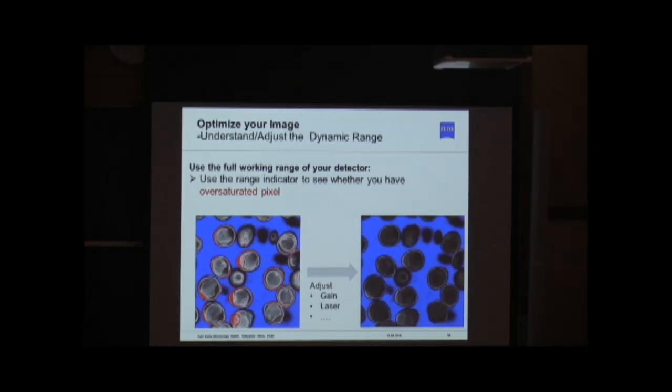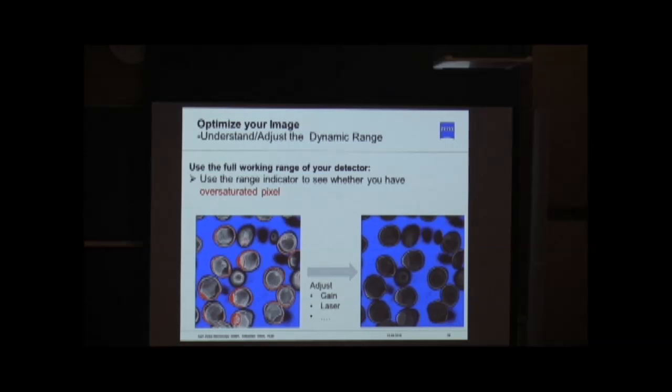The nice thing is that you can now go to your main settings like gain, laser power, exposure time, and reduce them, and just see whether the red pixels in your image disappear. And once they disappear, you know you're just below the highest signal that can be detected by the detector, so you are not losing most of the working range of the detector. Right, so that's a very easy way to ensure that you use the full working range of the detector.